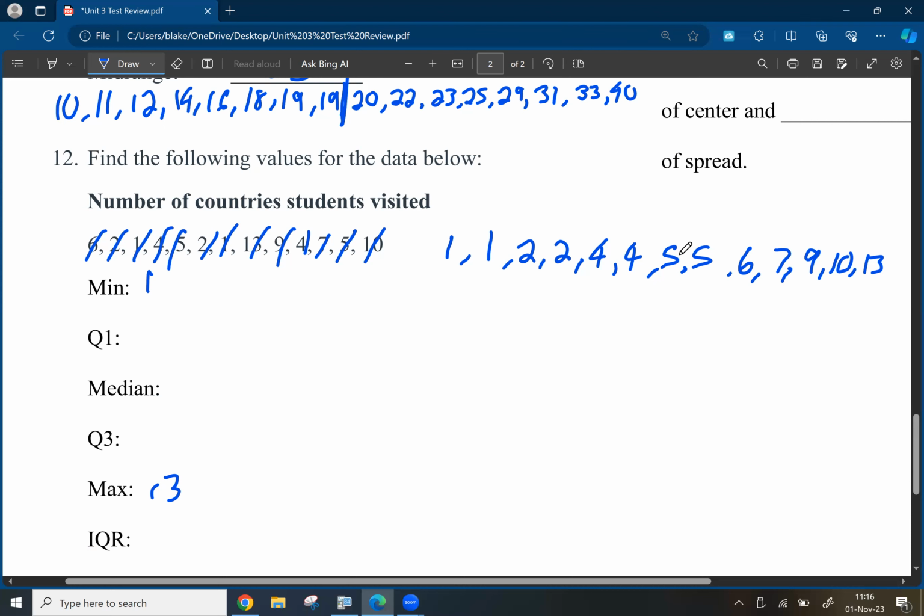So the non-numbers, we have one in the middle. The middle number is, I believe, this 5. You've got 6 numbers to the left and 6 numbers to the right, so that 5 is in the middle. That is my median.